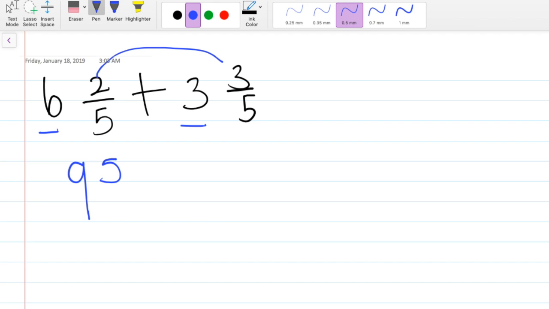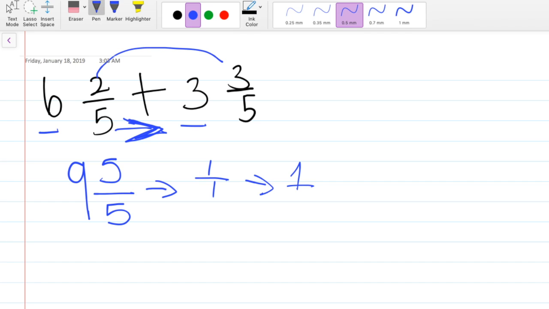And then when you're adding fractions, you do not change the denominator, okay? So leave it how it is. So 5 and 5, they just stay as 5. All right, now we see we have a 9 and 5/5. Technically that is correct. However, we know that 5 over 5 is the same thing as 1 over 1, which is the same as just 1.